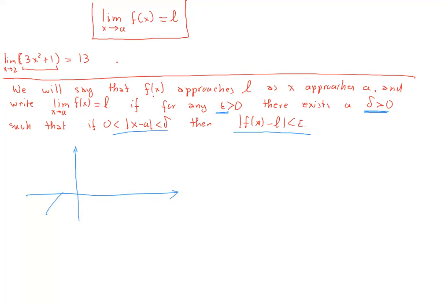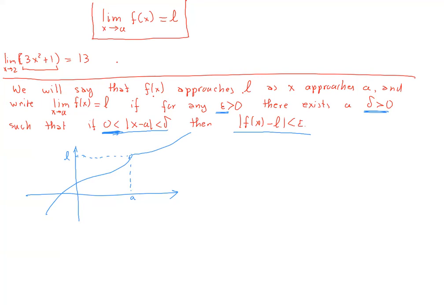So imagine that you have a function, and here's the number A that you're trying to approach through inputs, and here's the alleged limit L. And here I should point out that the reason that we have this part on the inequality is because the function may not even be defined at the point A, at the number A.